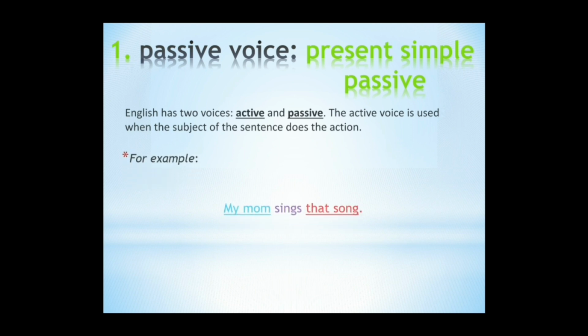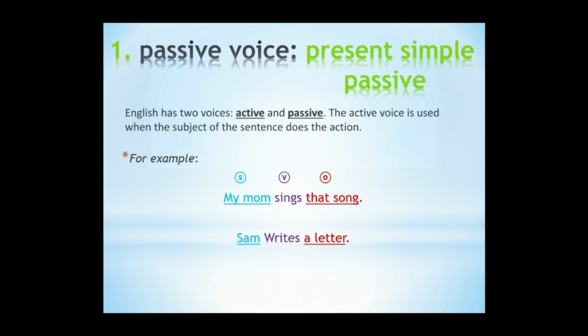The first one says, my mom sings that song. My mom here is the subject, sings is the verb, that song is the object. Another example, Sam writes a letter. Sam is the subject, writes is the verb, a letter is the object. The last example here of an active sentence, Anne cleans the house. Anne is the subject, cleans is the verb, the house is the object.